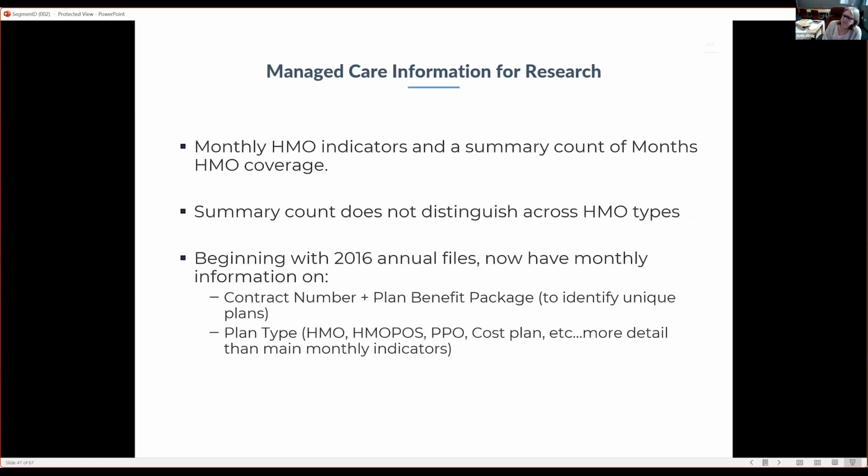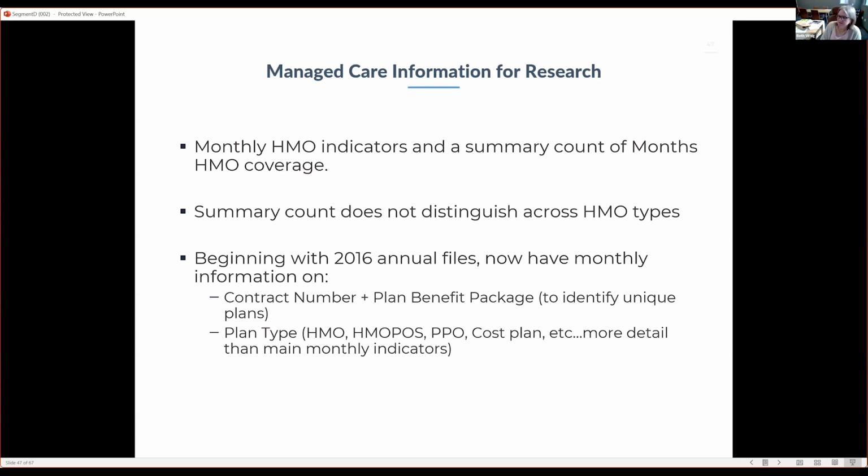The monthly indicators, there are both monthly indicators in the file and a summary count of months of HMO coverage. The summary count doesn't distinguish across types. And beginning in 2006, there now is monthly information on contract numbers and benefit packages and plan types. So it used to be, if you're looking at data over a period of time before 2006, you could tell that somebody was in managed care, but you couldn't tell which type, what they had, how much they were paying, what it covered. Which also meant you couldn't tell switching among plans.